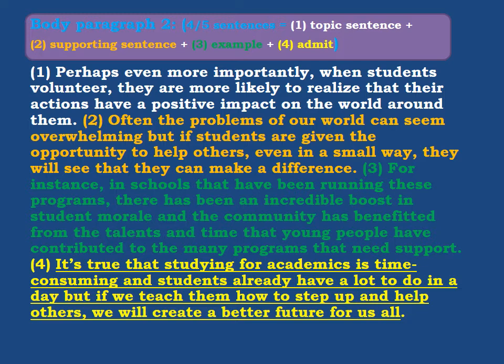although studying for academics is time consuming and students already have a lot to do in a day, but you see, there is always the shifting back, going back to the idea, with but or however. But if we teach them how to step up and help others, we will create a better future for us all. So the last part here supports your opinion that community work is good. You agree on that, okay? So this is the second paragraph.